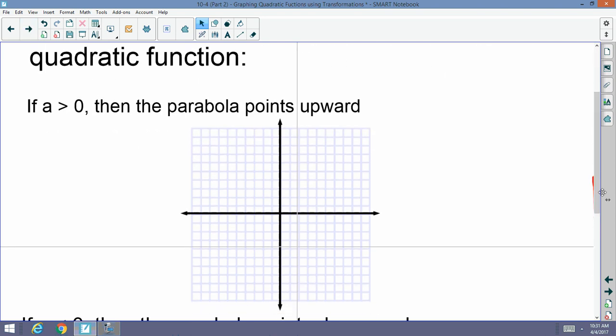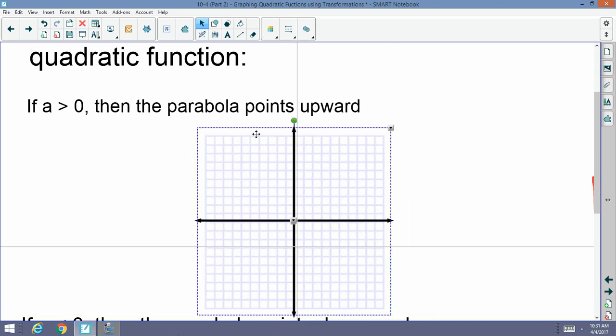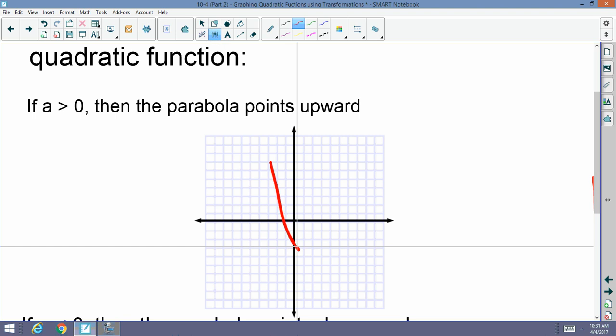Guys, if a is positive, then the parabola points upwards. I don't care what the value of a is. If it's positive, your graph will be pointing upwards, period. It's just the way it goes. Always, 100%, no doubt. If your a is positive, it points upwards, period.